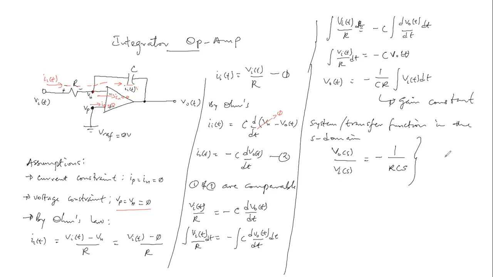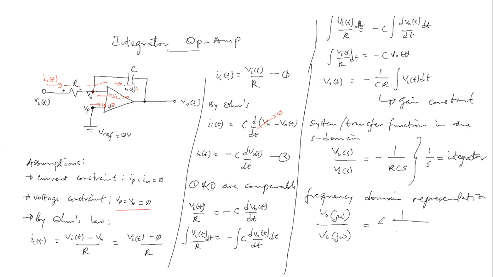Now, note that 1 over S is the same as the integrator. Okay? This integrator is replaced by 1 over S. And the corresponding frequency domain representation will be the same as V naught of j omega divided by V sub I of j omega, which is the same as negative 1 over j omega RC. Perfect.